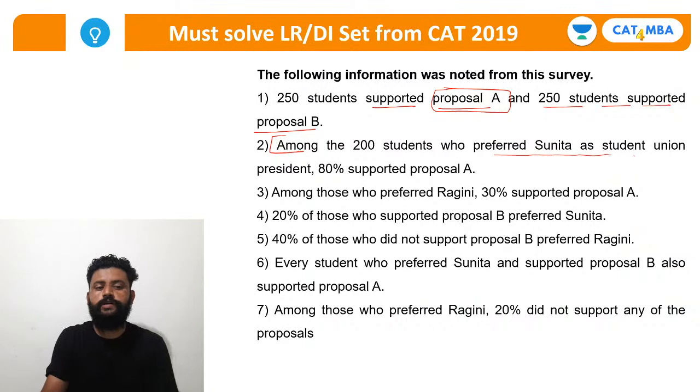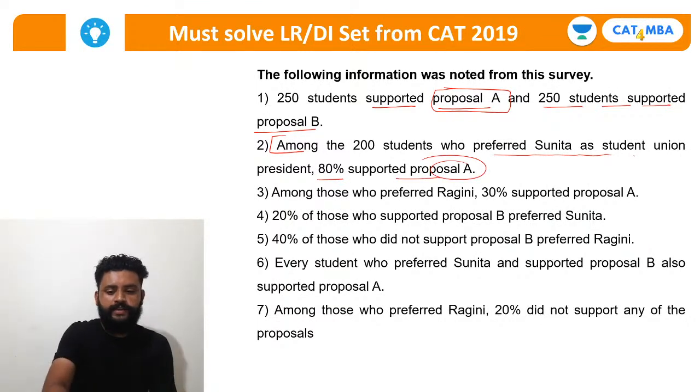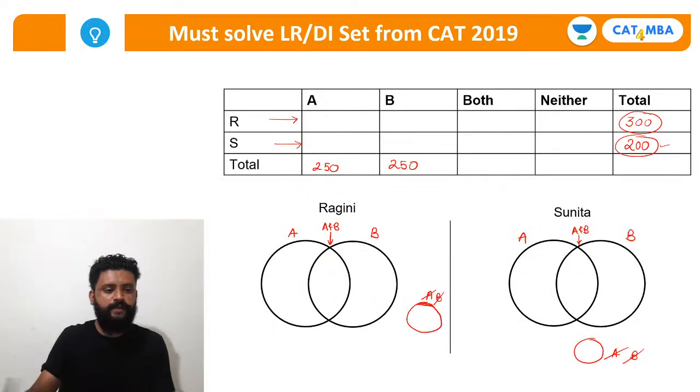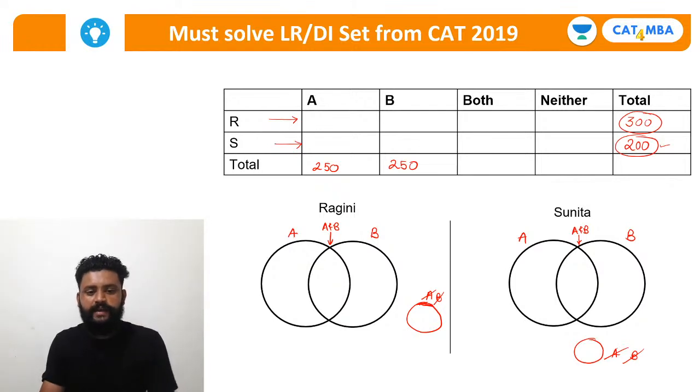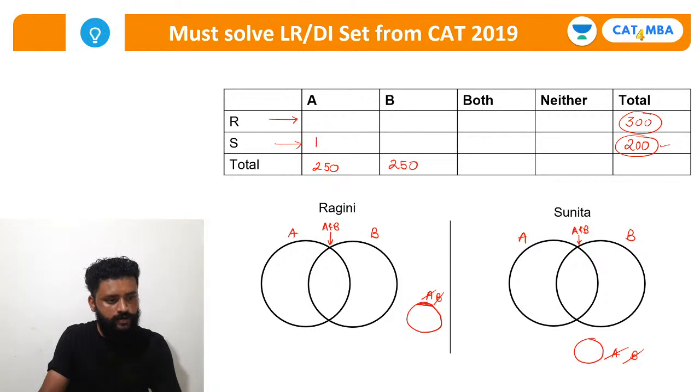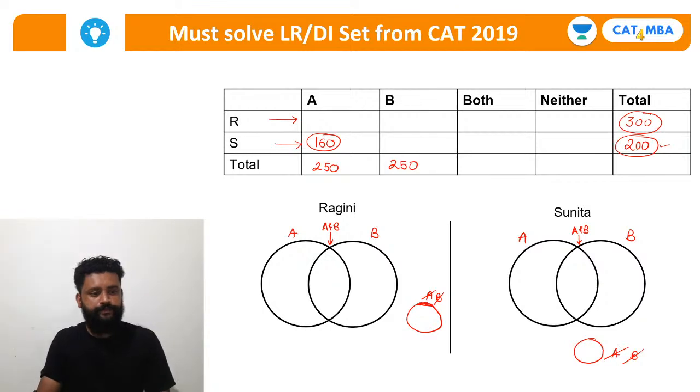Among the 200 students who preferred Sunita as student union president, 80% supported proposal A. So what is 80% of 200, Nicole? 10% is 20, 20% will be 40. So 80% of 100 is 80. So what will it be for 200? 160. 160 students supported A. That's what we can say, right?